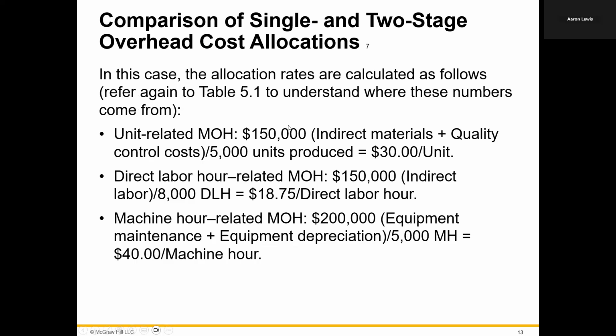Well, we're going to apply the same concept, and now each pool gets its own driver. The total amount of indirect materials and QC cost added up to $150,000. The driver for that pool was the number of units produced between both models. We're making 5,000. So $150,000 spread out among 5,000 units means that $30 for these unit-related MOH costs would be assigned for each drone that we produce.